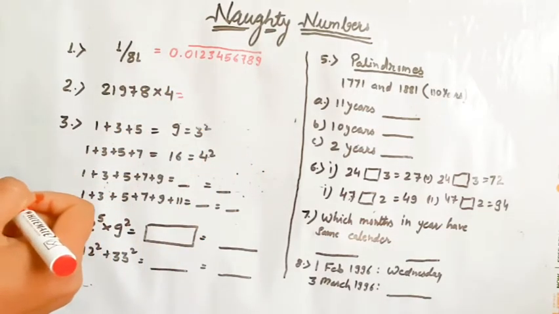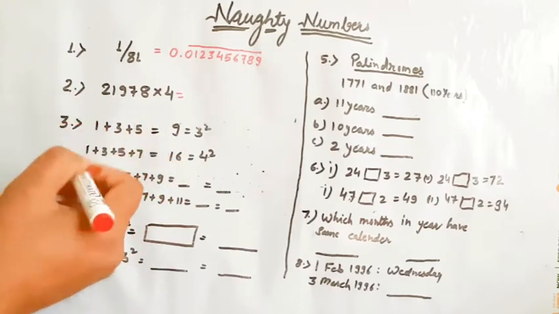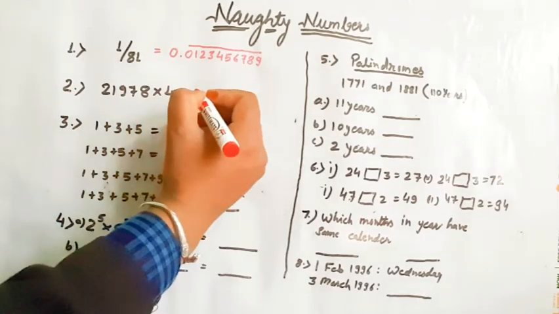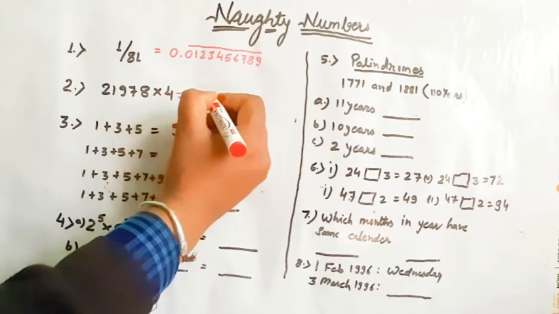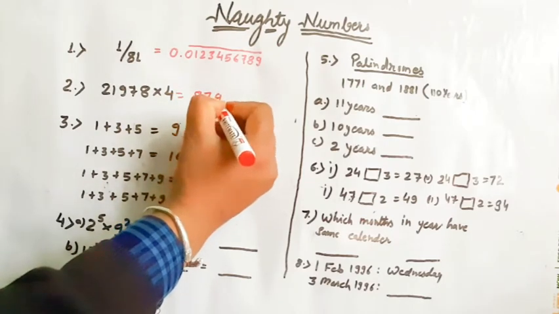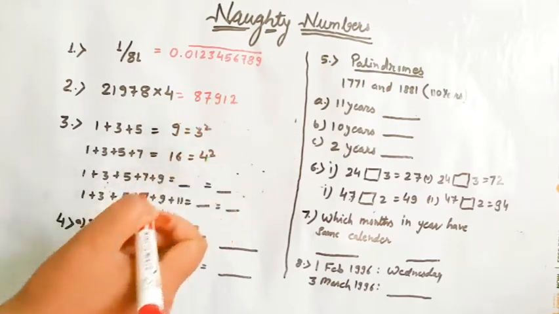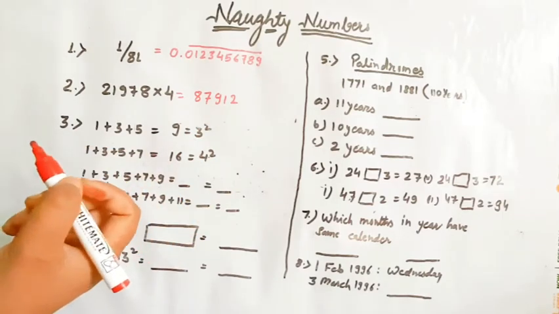Next is 21978 multiplied by 4. When you multiply it by 4, your answer will be 87912. Meaning the digits will be reversed.